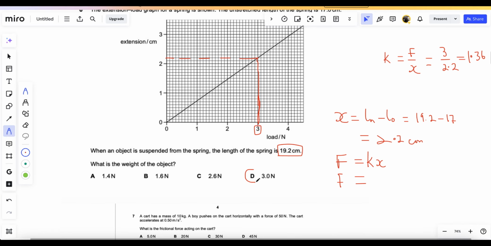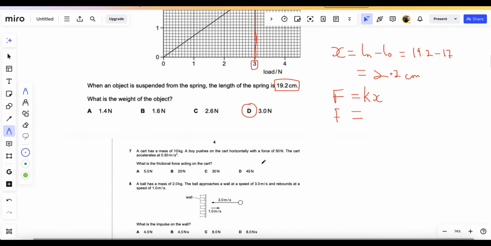No need to solve again, because if you solve, you still get the same thing. If you put the extension, 1.36 multiplied by 2.2, you get approximately 3. Just trace the extension to the graph and you get the weight, which is called the force or load. You can use the word load, force or weight. It's all the same thing. So we'll move to the next one.